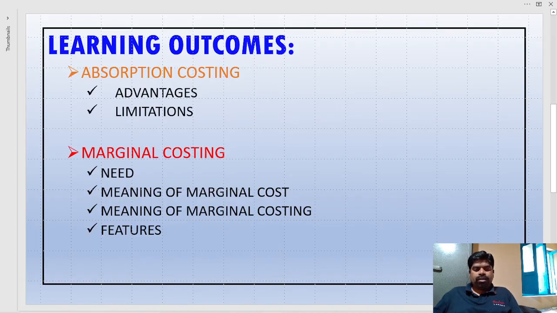So, in marginal costing, we are going to learn absorption costing, and what are the advantages and the limitations. After that, we have one more method, that is marginal costing. These are the two methods, absorption costing and marginal costing. Absorption costing is the traditional method and marginal costing is the latest method. So some difference is there.